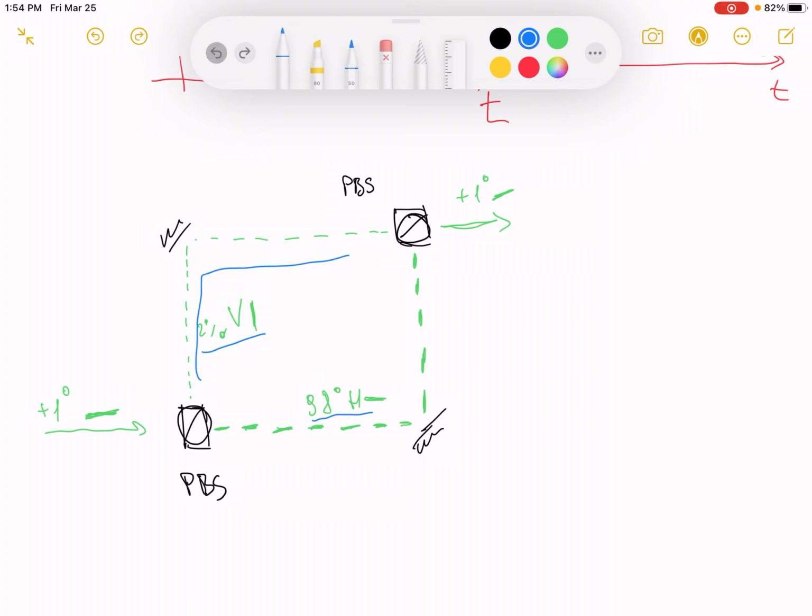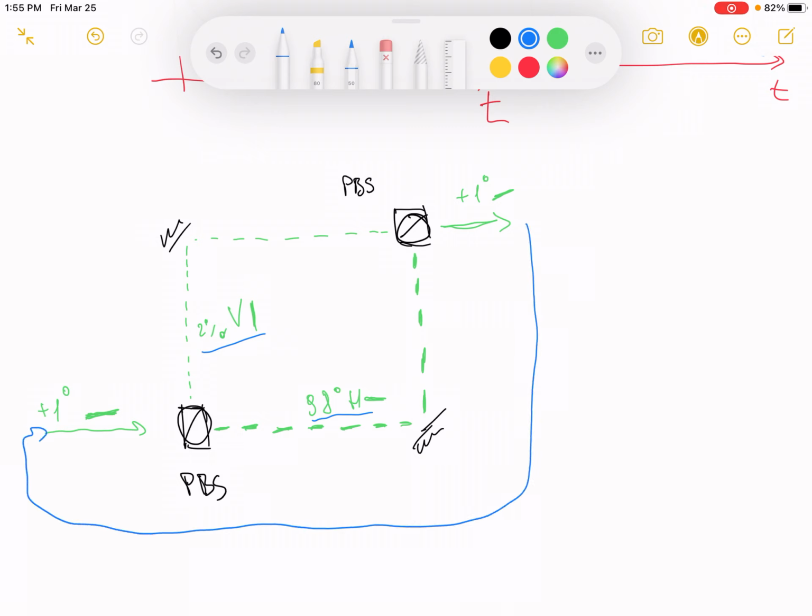And after getting recombined on the second polarizing beam splitter, we are back to the initial state as we were. Everything as we were. Now, a question to you: what happens if we decide to feed this photon back and allow it to go through our setup again?